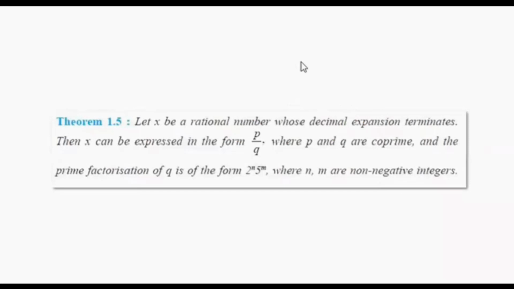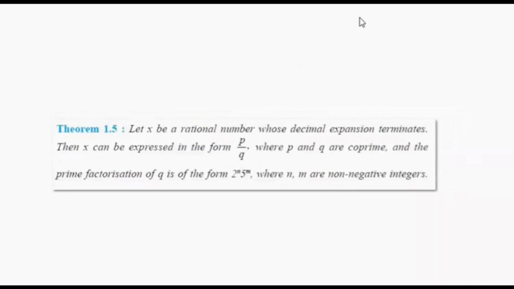Let's revise the theorems. If a rational number has a terminating decimal form, then that number can be written in the form p by q, where p and q are co-prime numbers, and q in prime factorization can be written in the form 2 raised to n into 5 raised to m. That's what we discussed here.